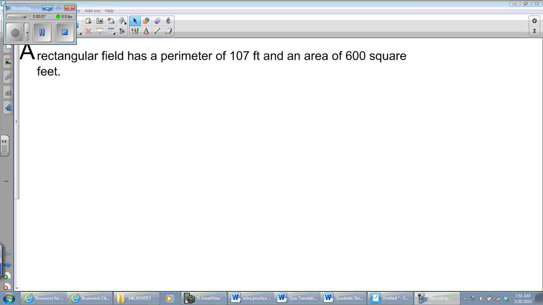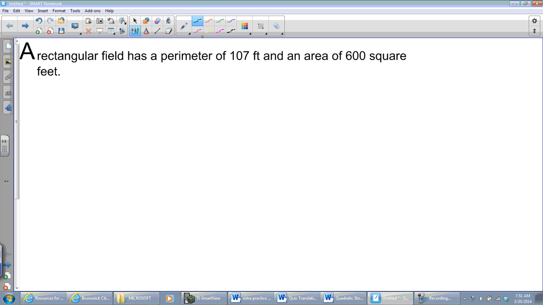We're going to do another application problem. This one's going to blow your mind because it's going to seem like magic is happening, but it's only going to be because of mathematics. No magic involved. All right, a rectangular field has a perimeter of 107 feet and an area of 600 square feet. I want to know what are the dimensions of the perimeter, of the length and width.